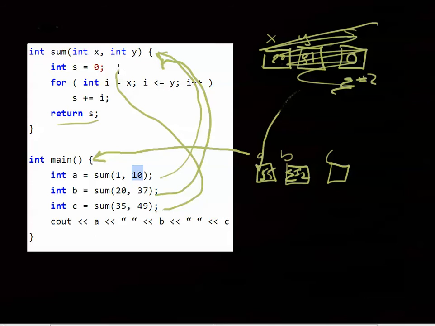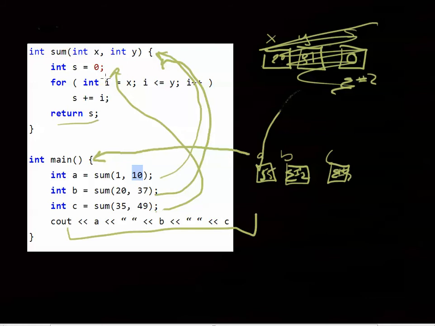We're going to call sum again. 35 is going to be copied into x. 49 is going to be copied into y, and away we go. We're going to return that new value and store it in c, and we'll call that sum number 3. And then at this point, my cout statement will print out all 3 variables.